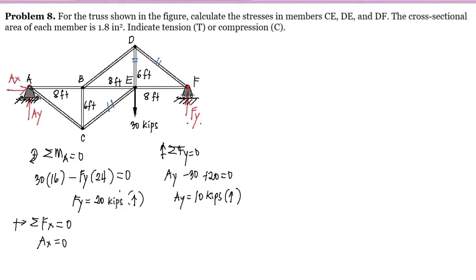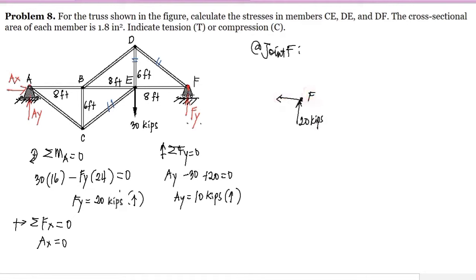So we will start at joint F. At joint F, we have Fy directed upward, that's 20 kips. And we assume that EF is tension, so we assume it is directed away from point F. And this is the EF. We assume that DF is compression, so it is directed towards point F.